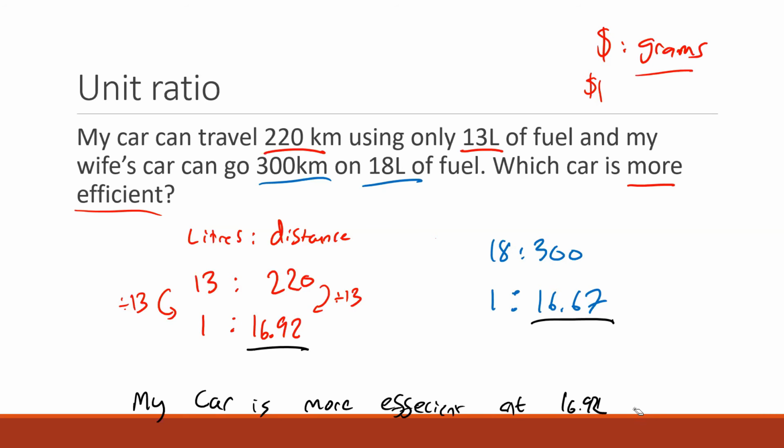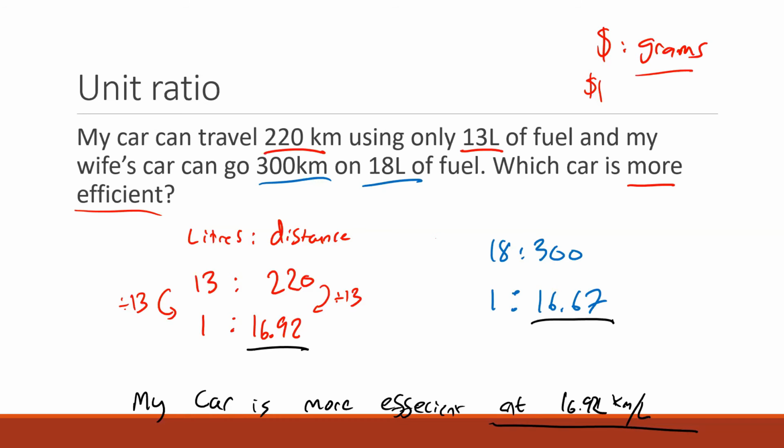You don't actually need to write this bit here. That's not necessary. I'm just putting it in there to show the examiner that I've 100% got the answer correct. If you just write my car is more efficient and you've got these calculations, then you're fine. Are there any questions on how to do that?